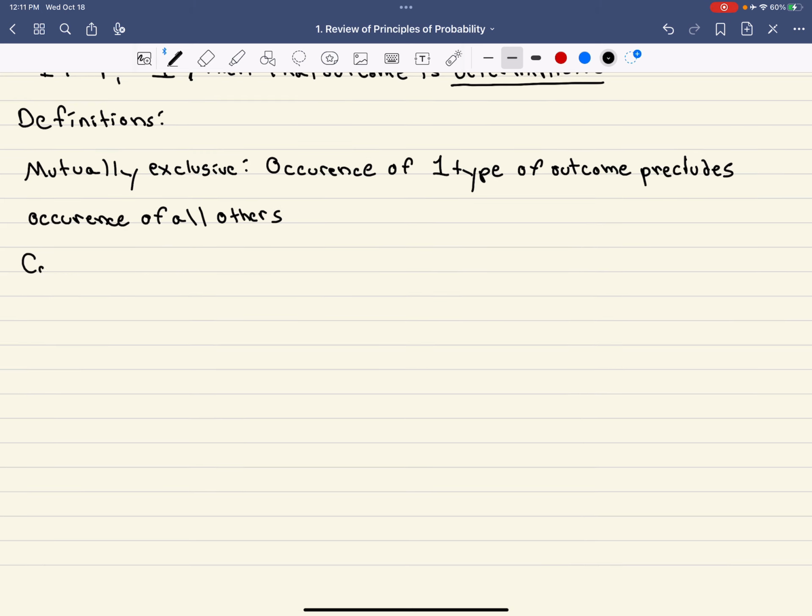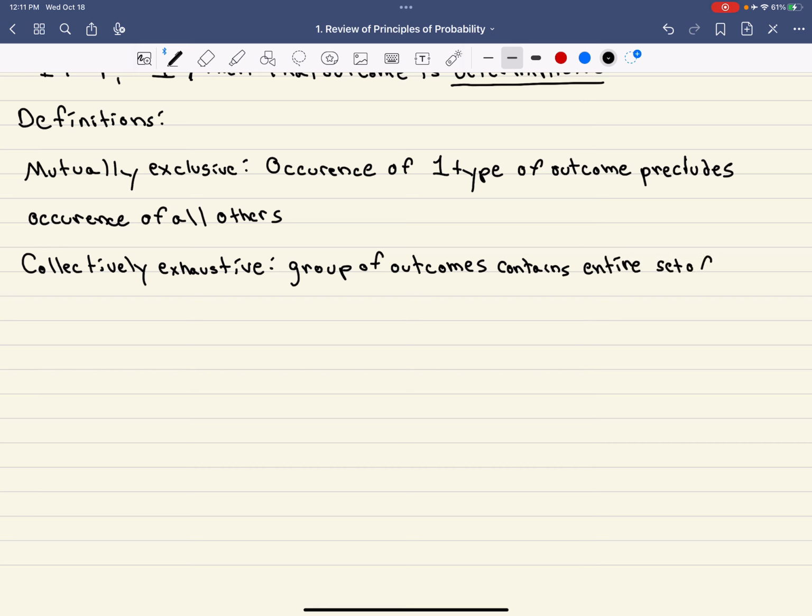The phrase collectively exhaustive just means that a group of outcomes would be collectively exhaustive if it contains the entire set of possibilities of outcomes that can occur. So a group of outcomes contains the entire set of possibilities.